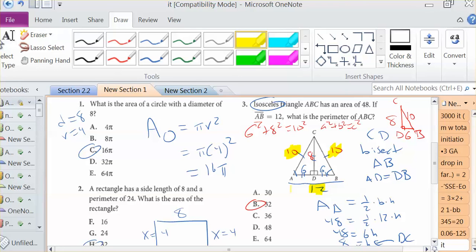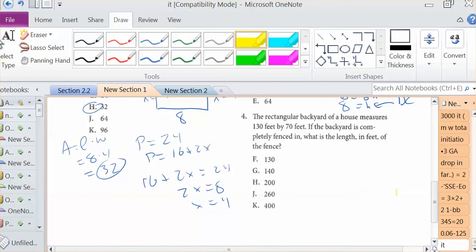So that was kind of an involved problem. There's a lot happening there. So just to recap, CD bisected AB, making AD and DB the same. And the reason it bisects is because we have an isosceles triangle and we have an altitude, so that's a concept you need to remember. Since you're told AB is 12, then AD and DB individually are each 6. Area of the triangle is 48. You know your base is 12, solve for the height. Once you have that, then you can get BC or AC, because they represent the hypotenuse of a right triangle using the Pythagorean theorem. Then you can get your perimeter.